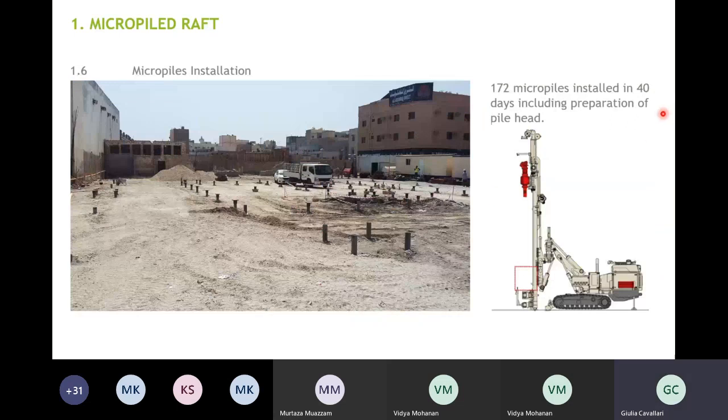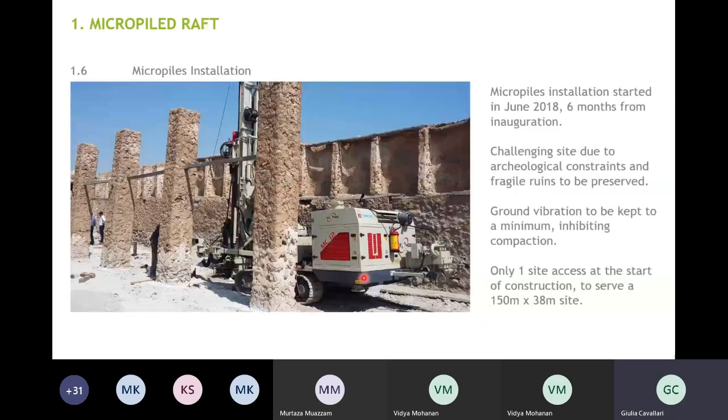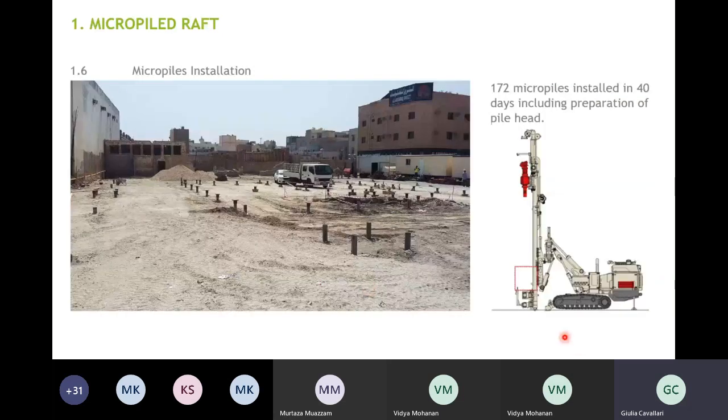172 micropiles were installed in just over 40 days, including the preparation of the pile head, which is the installation of the steel plate caps that are to be cast inside the raft. And this is the machine that we have seen in the previous picture. It's not small at all. And this is a view of pour one, that was the first to complete the installation of the micropiles.